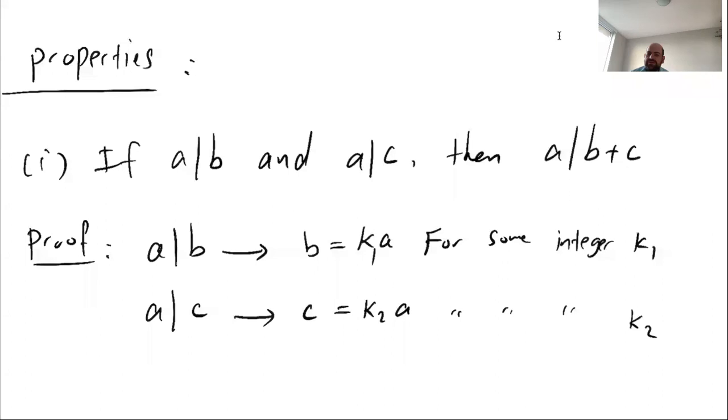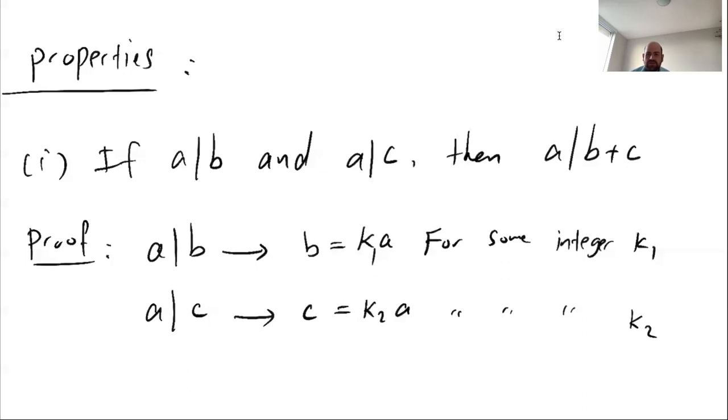A divides B plus C. So how can I do that? Well, if I look at my assumptions, I have B as K1A, C as K2A. And what do I need? I need B plus C, right? In the conclusion, B plus C appears.